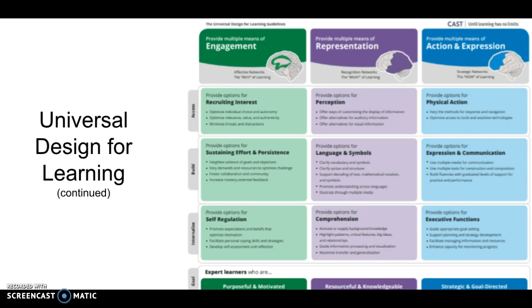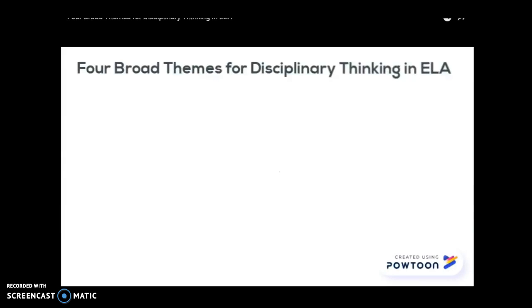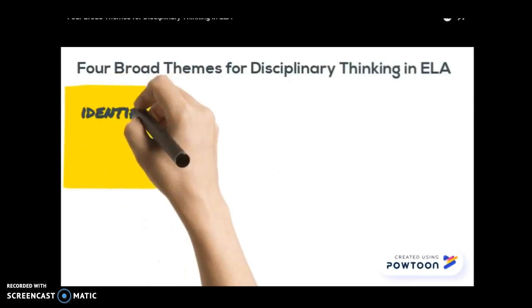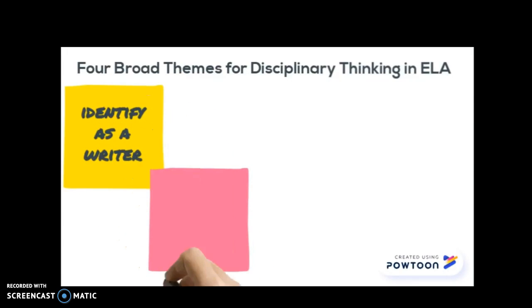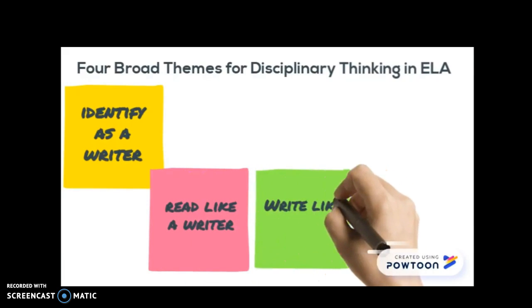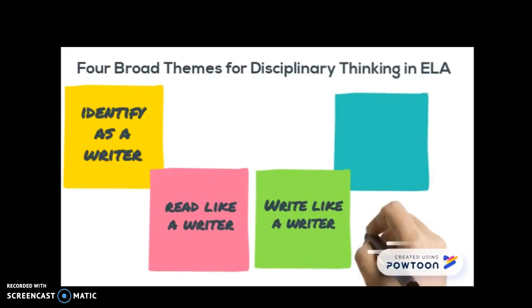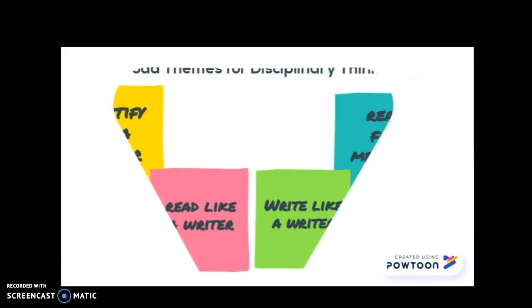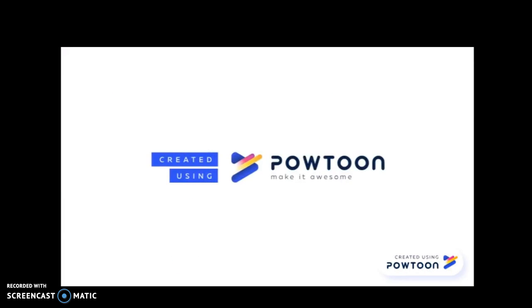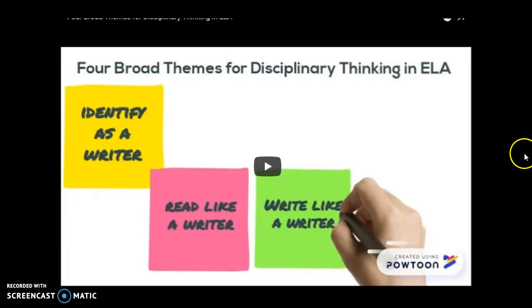I think re-envisioning them is still an ongoing process, and thinking about how they connect specifically to content areas. So, for example, in looking at it from the perspective of literacy, there are 4 broad themes for the disciplinary thinking in ELA related to the guidelines and workshop. And one is that we want kids to identify as a writer, read like a writer, write like a writer, and to read for meaning. And these are connected to those guidelines within the UDL framework.